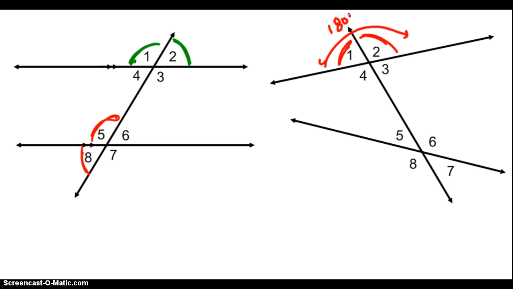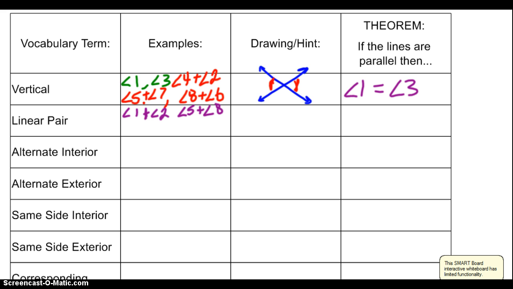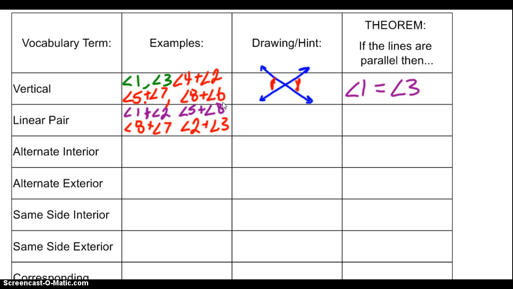They're supplementary. And 5 and 8, those are a linear pair. They're supplementary, they're adjacent, they add up to 180 degrees. So let's write those down in our examples. Angle 1 and angle 2, and angle 5 and angle 8 are a linear pair. Go ahead, pause the video and see if you can write down a couple more examples of linear pairs. Here are just a couple examples of linear pairs, but there are a ton more on the diagram, so don't worry if you have different ones.